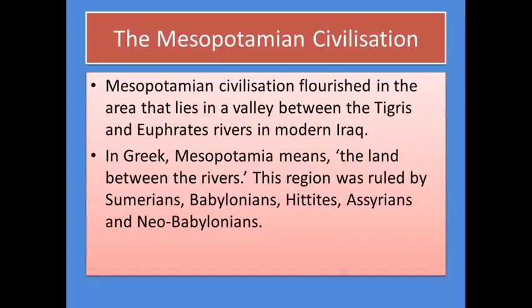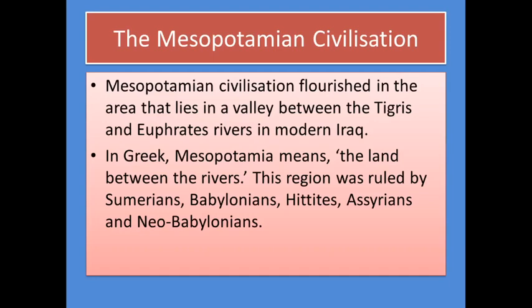Now let us go to Mesopotamian civilization. Mesopotamian civilization flourished in the areas that lie between the valley of the Tigris and Euphrates rivers in modern Iraq. So where do you find the Tigris and Euphrates rivers? Today we call it Iraq. In this area lies a valley where this Mesopotamian civilization flourished.